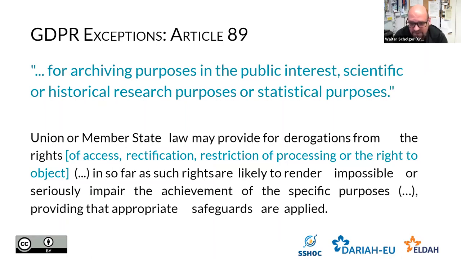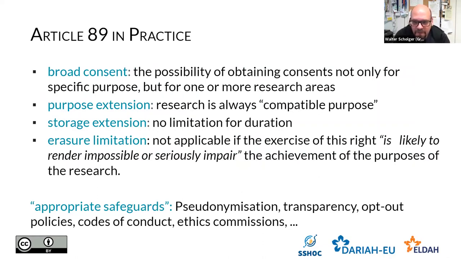Union or member state law may provide for derogation from rights of access, rectification, restriction of processing, or the right to object, insofar as such rights are likely to render impossible or seriously impair the achievement of the specific purposes, providing that appropriate safeguards are applied. What does that mean in practice? We can, in research contexts, actually obtain broad consent. So if we obtain consent, we don't have to do it for one specific purpose, like one specific study, but can actually obtain consent for more research areas or for a larger research area. We have a purpose extension. So research is always considered a compatible purpose by the GDPR.